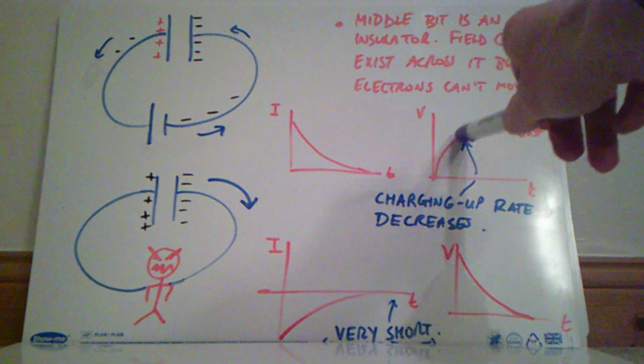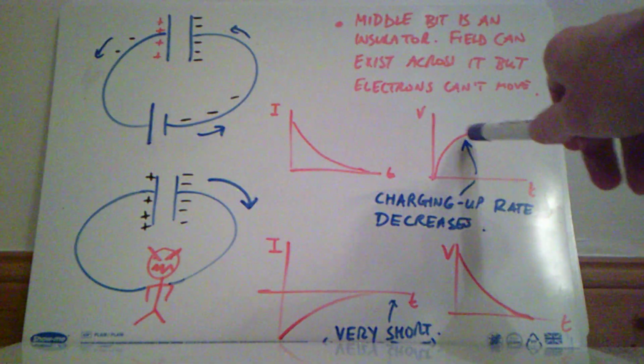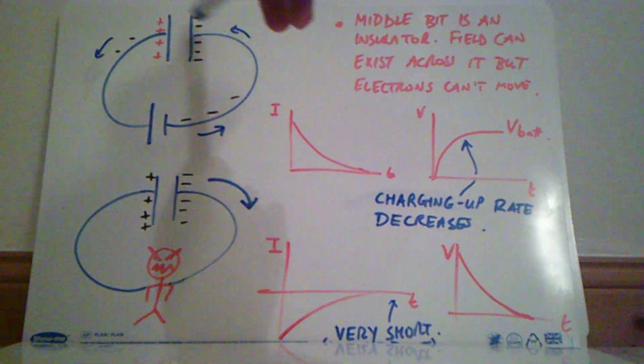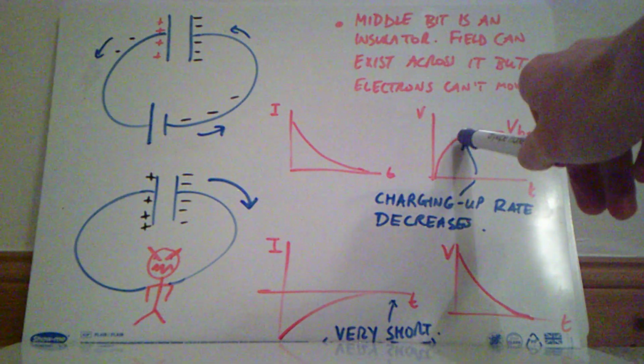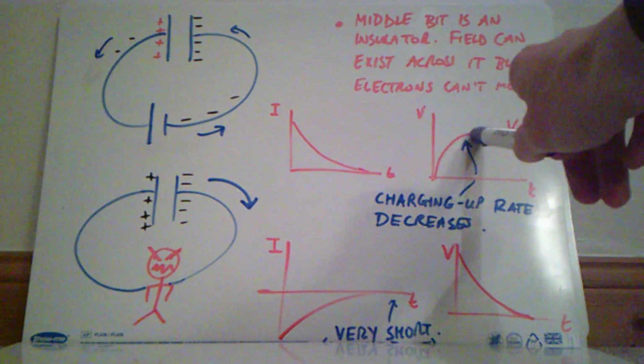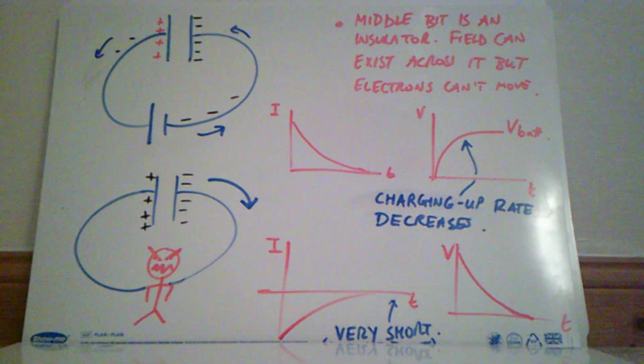You'll notice it's not a straight line, it's a curve. It's quite easy for the electrons to be pushed on at the start, but as more and more electrons pile up, the repulsion from the electrons, the voltage pressure going in the other direction, makes it harder and harder and harder for further electrons to be pushed on. So that's why the slope, the gradient, gets less and less and less.